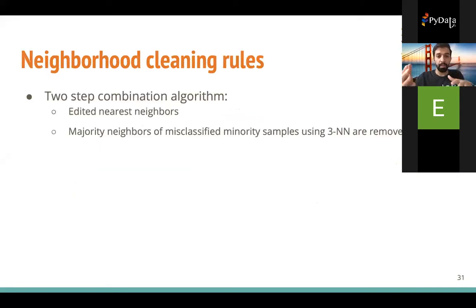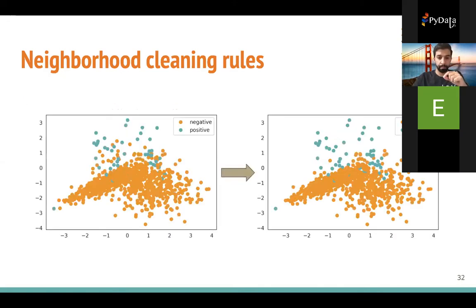The second one is called the neighborhood cleaning rule. It tries to combine the edited nearest neighbors with another method where we try to remove the majority neighbors of misclassified minority samples using 3 nearest neighbors. Basically, we apply edited nearest neighbors first, and then we apply 3 nearest neighbors on the minority samples, and then we see if minority samples were misclassified. And we remove their majority neighbors that misclassify them.